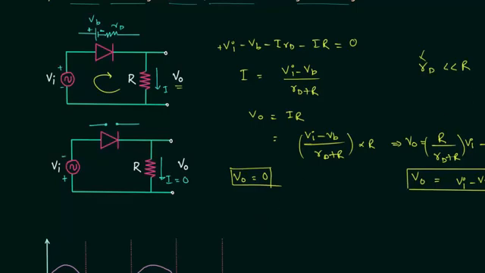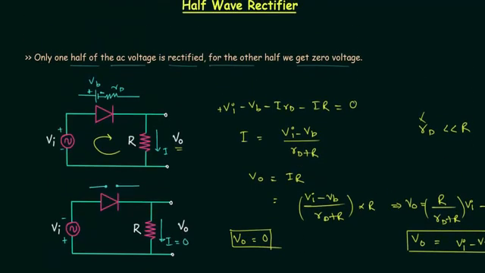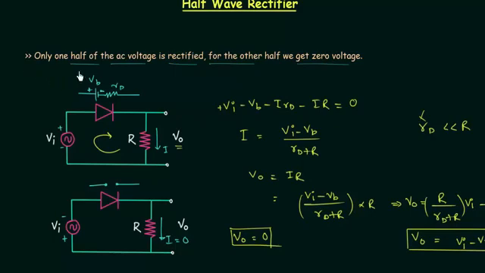And that's what I told you initially. Only one half of the AC voltage is rectified, and we have output voltage equal to Vi minus VB. For the other half, we are having output voltage equal to 0. Now we will plot the waveforms.